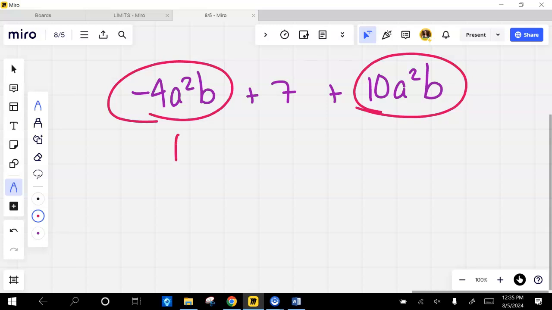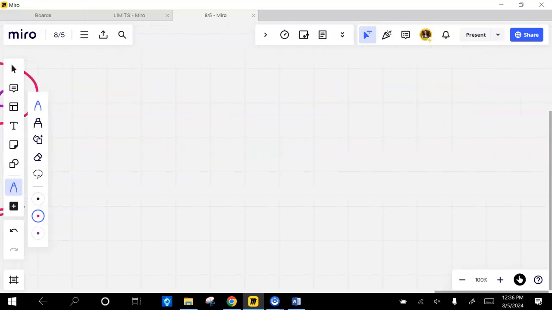6a squared b. Am I going too fast? Am I going too slow? Am I boring y'all to death? Yeah, I'm sorry. Let's do one more. Let's do 15. We're getting progressively harder here.